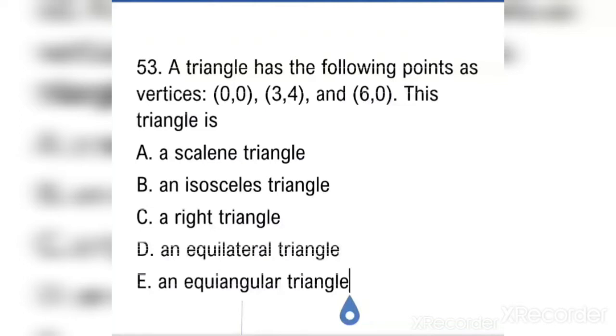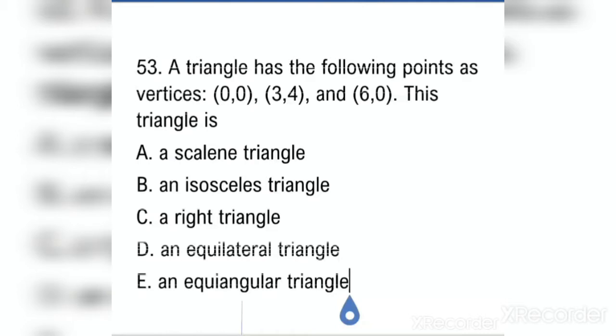An isosceles triangle is a triangle with two equal sides. A right triangle is a triangle that forms a 90-degree angle. An equilateral triangle is a triangle with three equal sides. And an equiangular triangle is a triangle with three congruent interior angles.